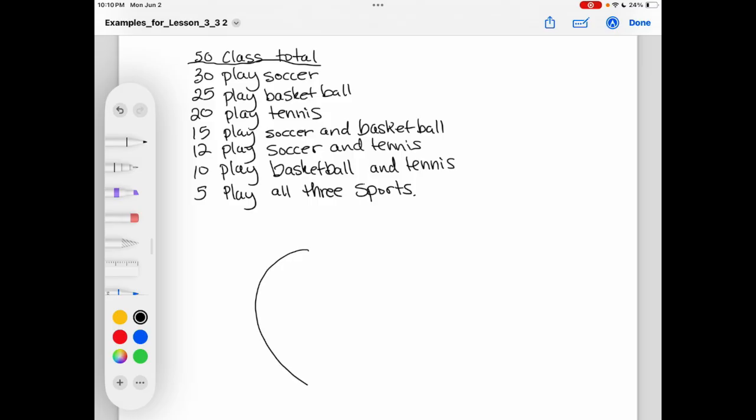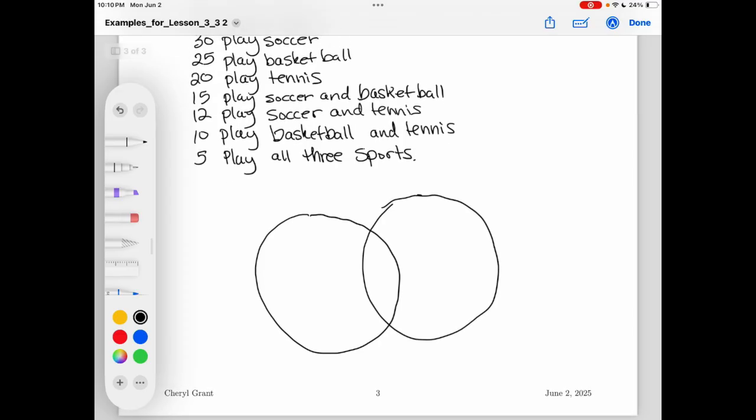So we're going to first start by making our Venn diagram. Now, in a Venn diagram, we have circles that represent the different groups. And where the circles overlap is going to be where we have those members that are in both groups. When you create a Venn diagram, the easiest way to approach it is to look at the overlaps first and then build outward. So I'm going to label this S for soccer, B for basketball, and then this circle down here will be T for tennis.